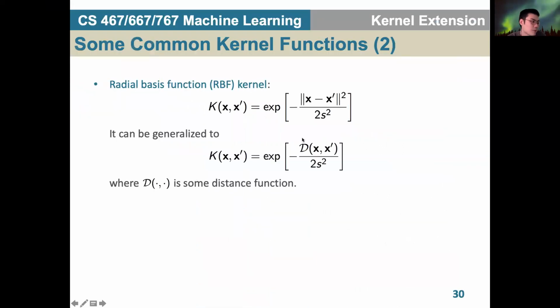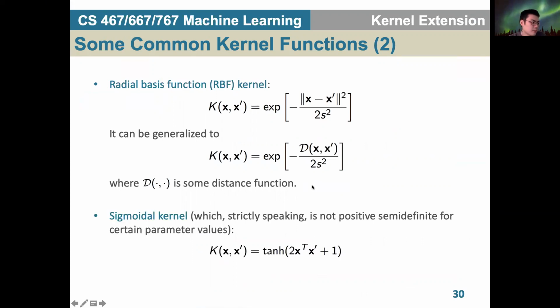So it can be generalized to any distance. For example, you can use a Mahalanobis distance because of the covariance between the features. You can use a Hamming distance for the binary kind. You can also have a sigmoid kernel, but for the sigmoid kernel, it's not always positive semi-definite for certain parameter values.